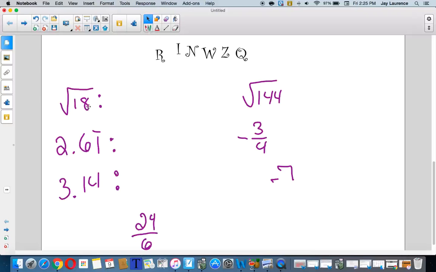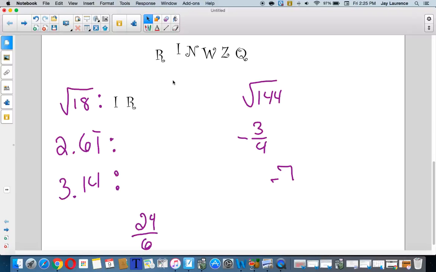Okay, I've got the square root of 18. 18 is not a perfect square. That means there's no square root of 18. There's only approximations of it. So that is an irrational number. Now, all the numbers we deal with in algebra are going to be real numbers.